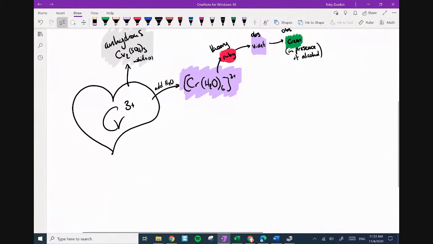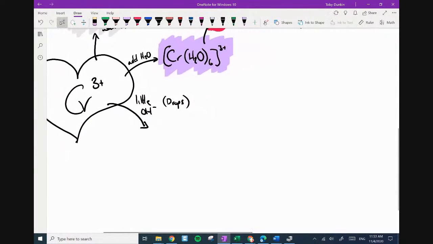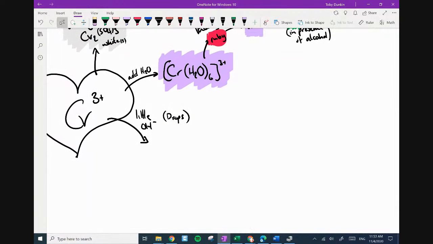Right, now what we're going to do is follow our table. We're now going to take that violet solution and add a small amount of NaOH, sodium hydroxide. I'm going to try and keep all the writing to one side. We're going to add a small amount, a few drops, by the way, of sodium hydroxide. And what's going to happen?